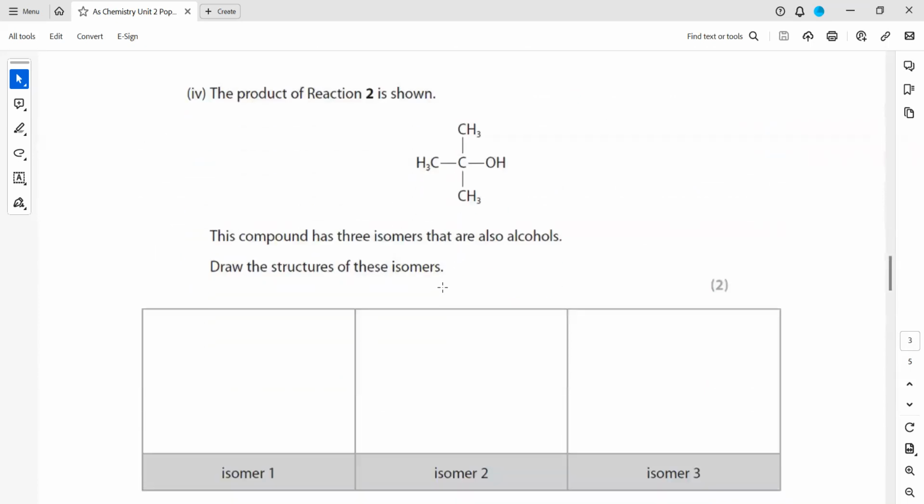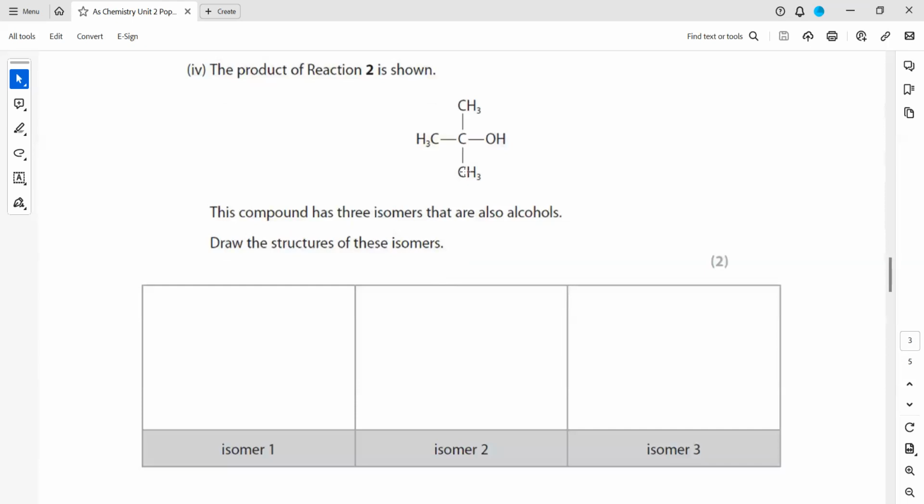The product of reaction 2 is shown, as you can see here. This compound has three isomers that are also alcohols. Draw the structure. So one of the isomers is shown. We can draw the maximum branch; one is given, two branches are there. So what we can do, we can first draw a straight chain and OH will be attached to the first one.